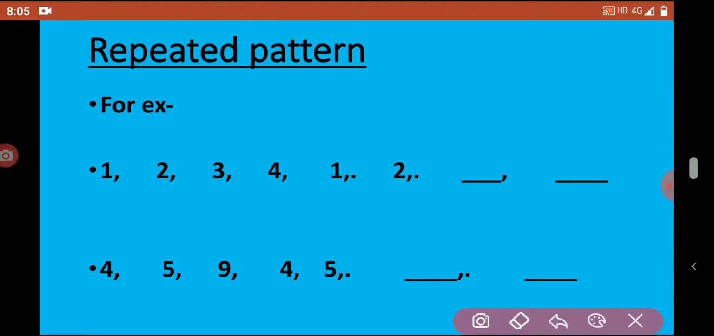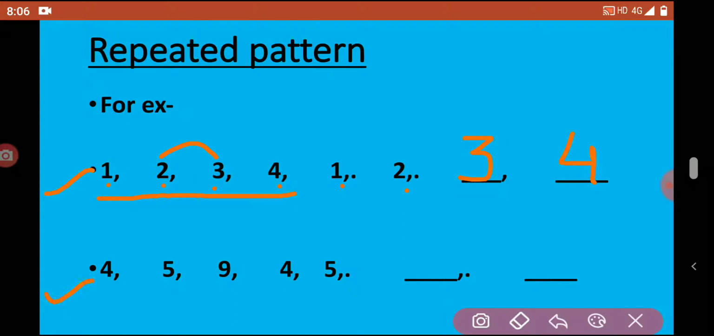In repeated pattern, numbers repeat in a definite order. For example, here the numbers are 1, 2, 3, 4, then again 1, 2. So after observing the previous, we see after 2 there is 3. So here also after 2 there is 3, then 4.